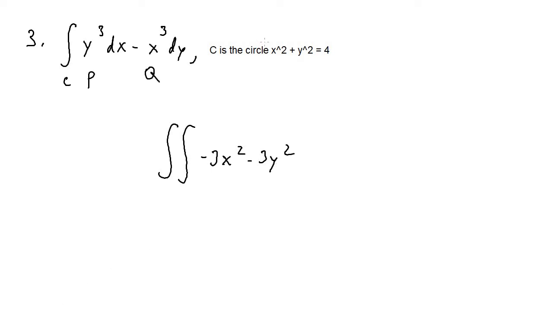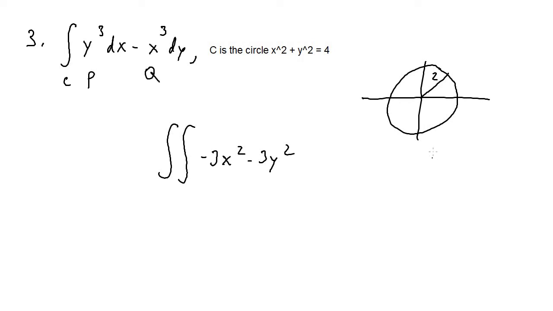So now in order to find the bounds of integration, c is going to be the circle x squared plus y squared equals 4. So that's basically giving us the graph of a circle with a center at the origin and a radius of 2. Now when it comes to finding the bounds of a circle, it's much easier to evaluate the double integral in polar coordinates rather than in rectangular coordinates. And we know how to do that.